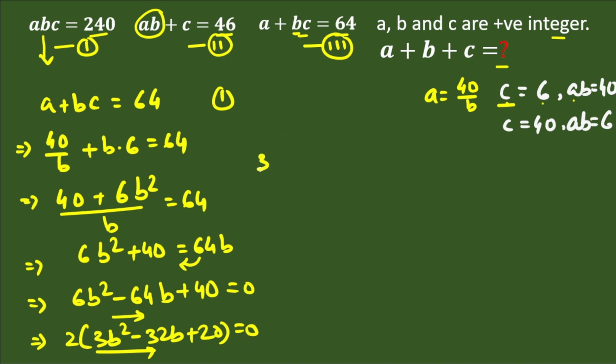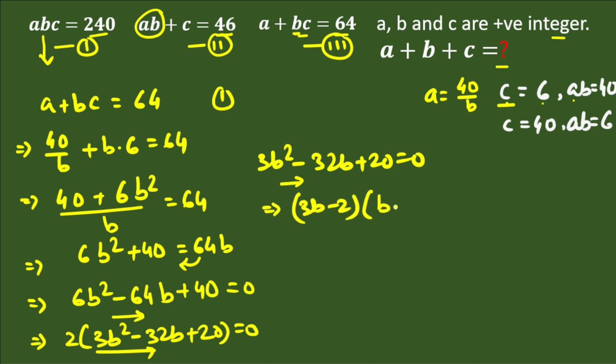So we can write 3b² − 32b + 20 = 0. Now we'll factorize this quadratic equation, and its factors will be (3b − 2) multiplied by (b − 10), that is equal to 0. Now here the multiplication of two values is 0.